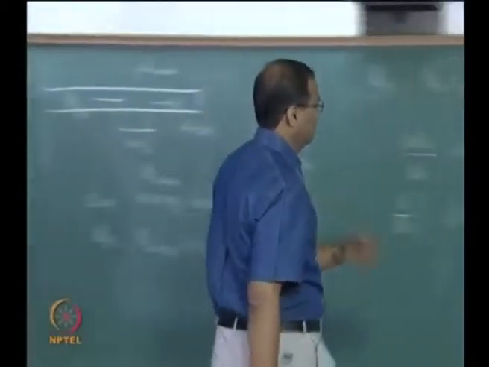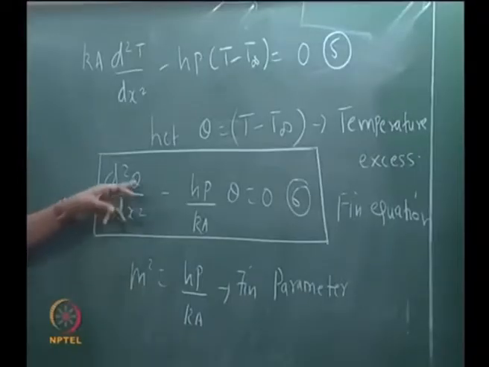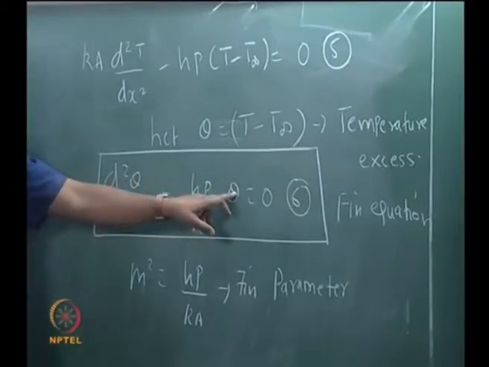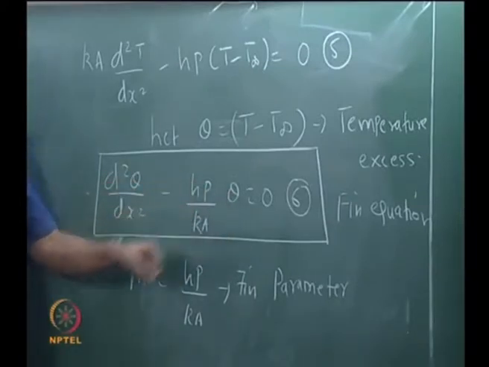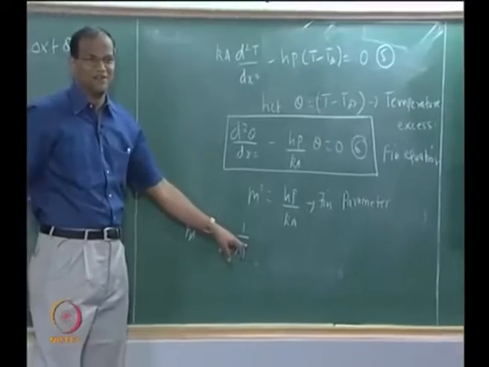Now this is Kelvin per meter square, this is Kelvin per meter square, this is Kelvin, therefore m square will have 1 by meter square, m will have the units of 1 per meter. It looks like a silly thing, but this m is the fin parameter.